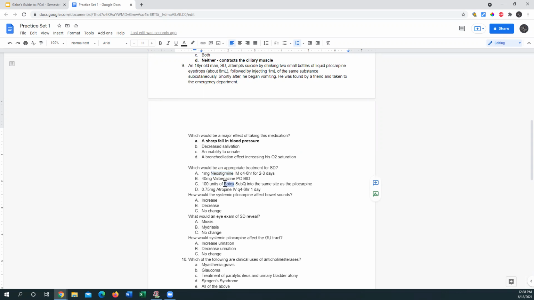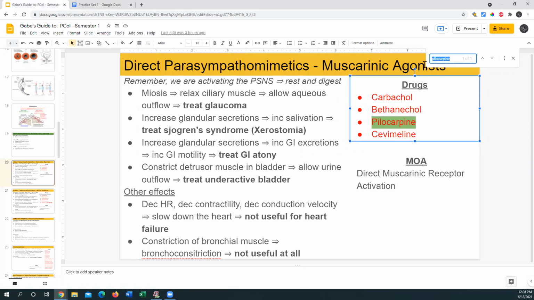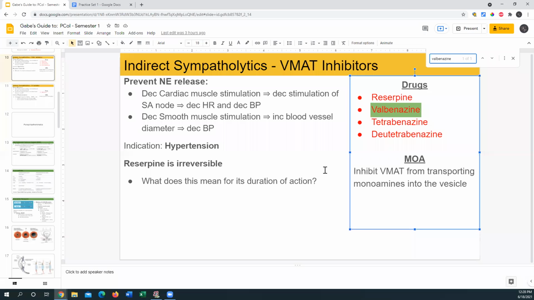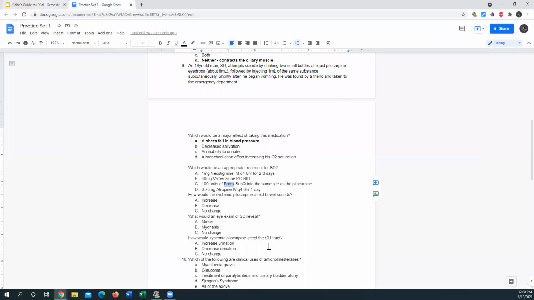Would we give Botox? Well, that would decrease acetylcholine, but it wouldn't stop the muscarinic agonists. Would we give valbenazine? Well, valbenazine is a VMAT inhibitor. So that's going to be affecting norepinephrine. So it's not even in the same place. And then finally, the antidote for muscarinic agonists is to give a muscarinic antagonist.